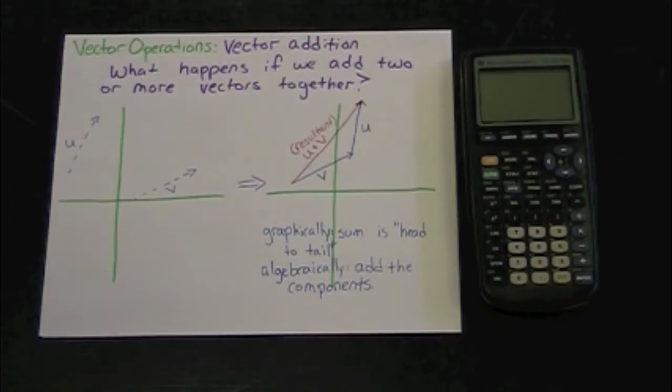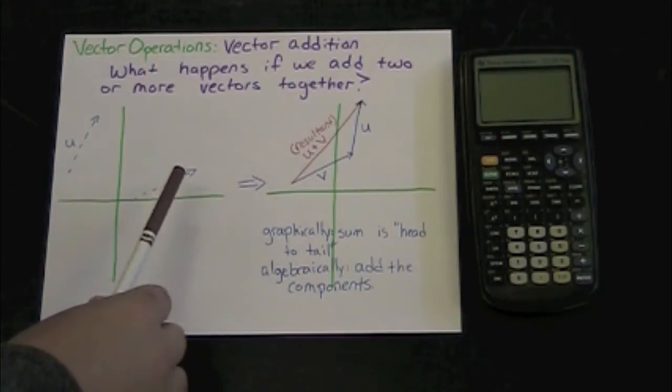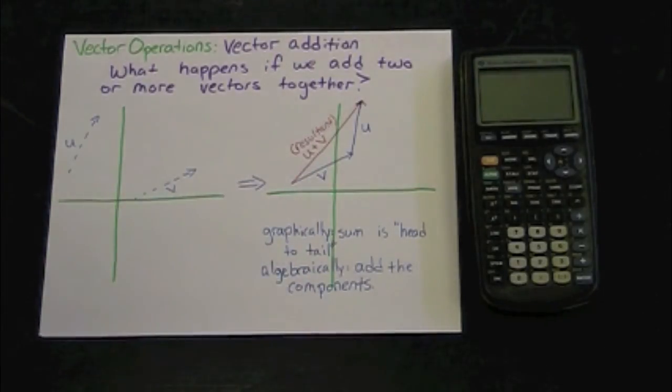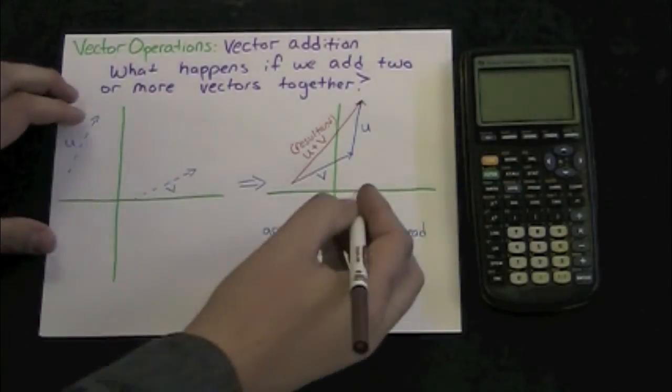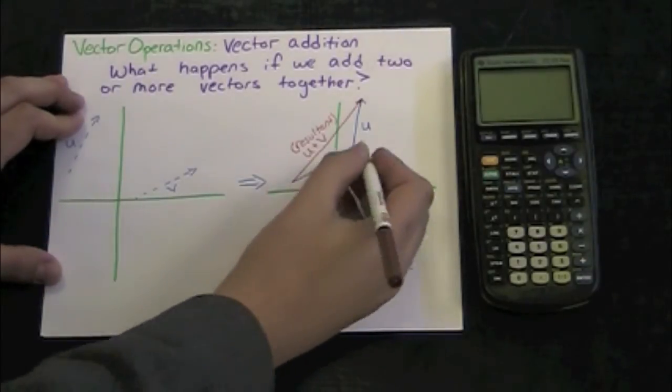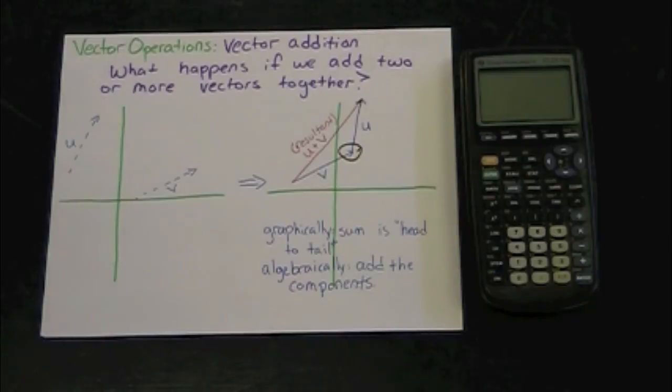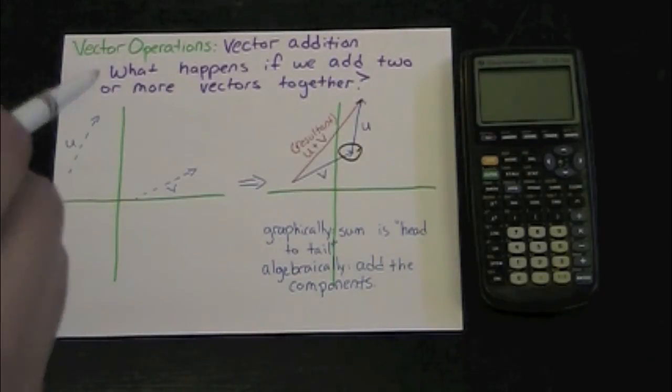If we take a look at the two vectors that I have here, u and v, and I put them together, we end up with going v and then u. And if we think about adding them together graphically, the sum is something called head to tail, where I take the head of one vector and connect it to the tail of the next one. So v plus u can be represented that way.